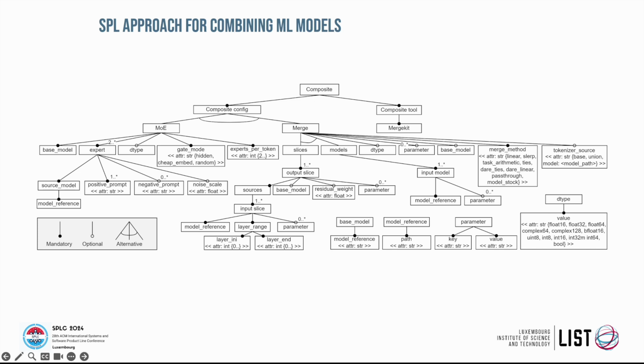Then this feature model allows you to select the specific tool for the LLM combination. And right now we only implemented one generator, which is based on MergeKit, and it's a very nice tool to combine LLMs. But here the idea is that when new tools are released, they can be simply added here. We can implement a code generator for them, and we can reuse the same feature model configurations.